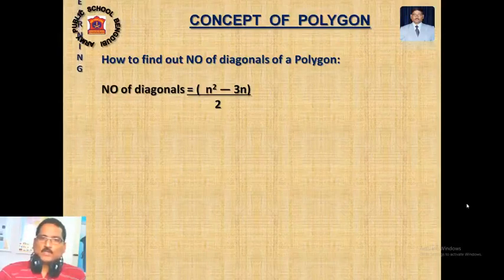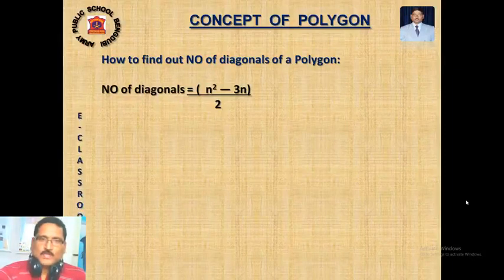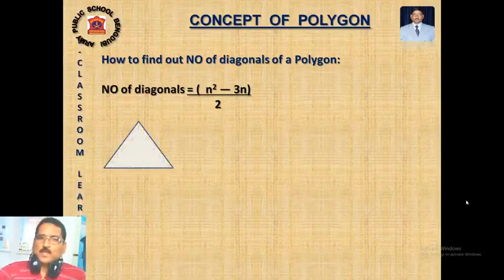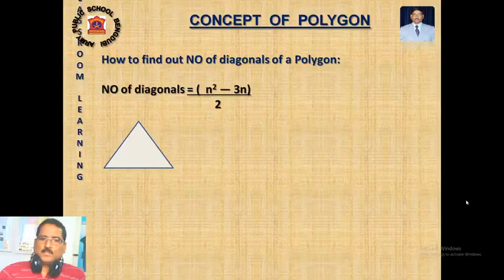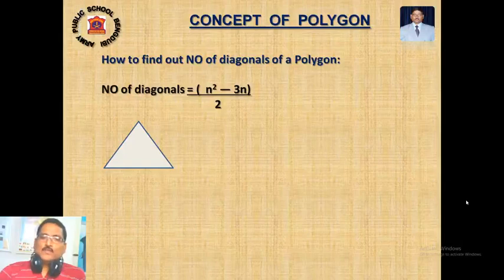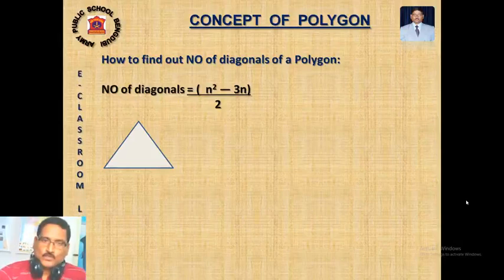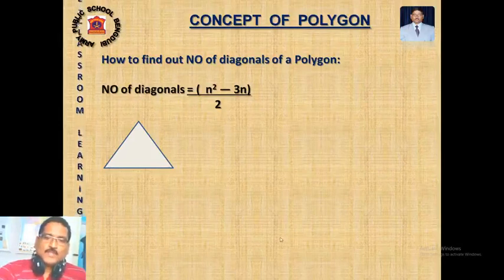The formula is n squared minus 3n, divided by 2. n is equal to the number of sides of that polygon. Suppose I am taking one example, triangle. How many sides are there? 3 sides. Okay, so what will be the square of 3? 3 squared is 9, minus 3 into 3 means 9. 9 minus 9 equals 0. 0 divided by 2 equals 0. That means in the case of a triangle there are no diagonals.